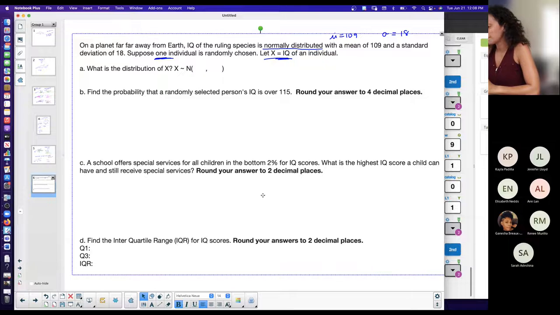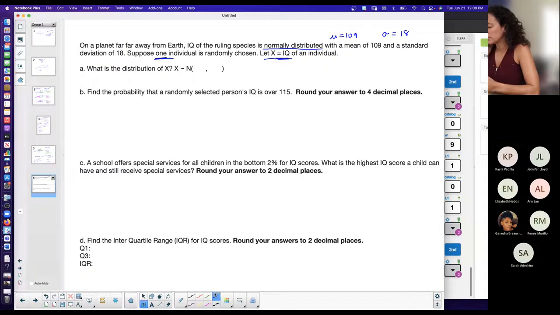What is the distribution of X? X represents an IQ of the individual on this planet far, far away from Earth. When you see this kind of question, it's basically asking you what the mean and standard deviation are. So X comes from a normal distribution where the mean is 109 and the standard deviation is 18. That's all that is asking you, and for now, it's directly given to you in the problem.